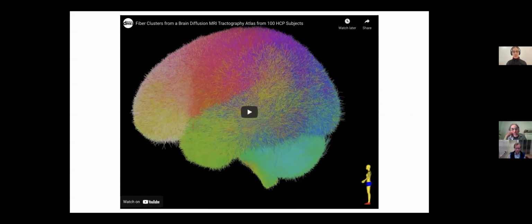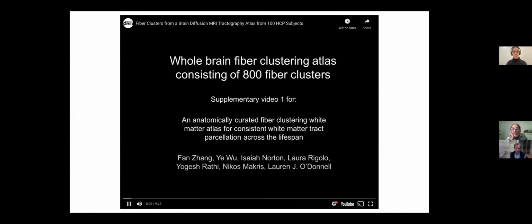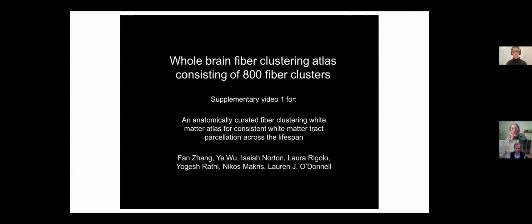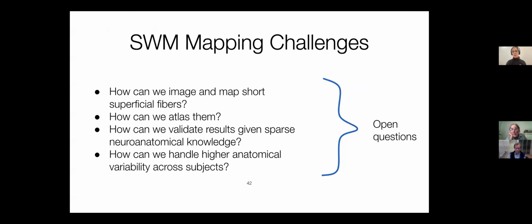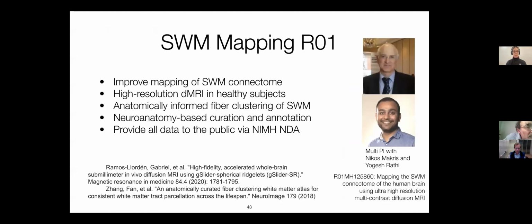I'm actually going to skip the video of the fiber clusters because I want to leave time for questions, but we have a video online, dmri.slicer.org. You can find it if you want to see some of the fiber clusters and especially some of the superficial white matter fiber clusters. I'm also going to skip the challenges and get to some of what we're working on in our project to try to leave time for questions.